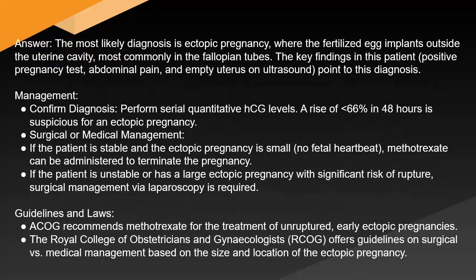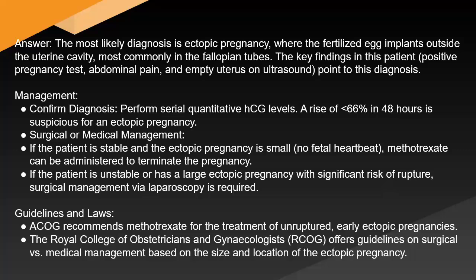Answer: the most likely diagnosis is ectopic pregnancy, where the fertilized egg implants outside the uterine cavity, most commonly in the fallopian tubes. The key findings in this patient: positive pregnancy test, abdominal pain, and empty uterus on ultrasound point to this diagnosis. Management: confirmed diagnosis, perform serial quantitative HCG levels.